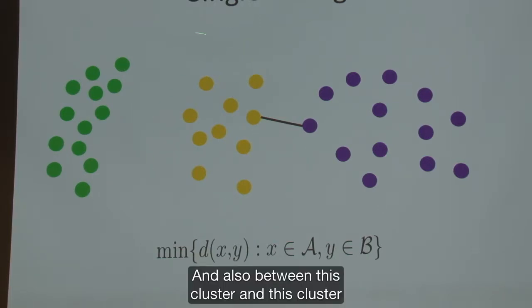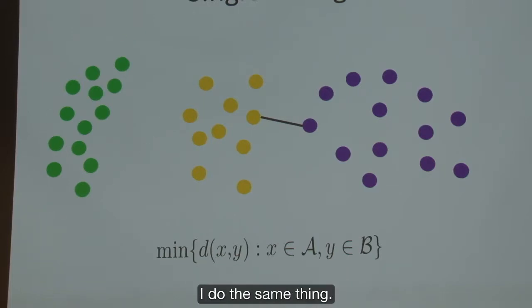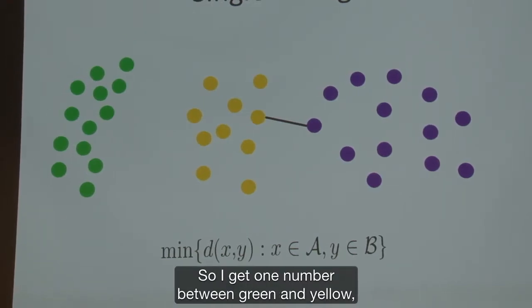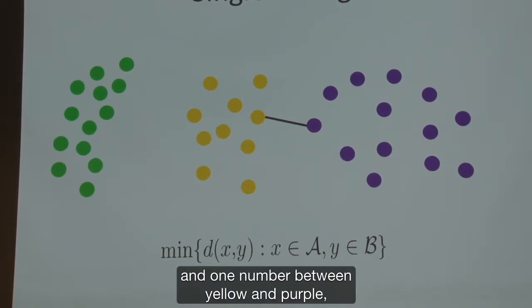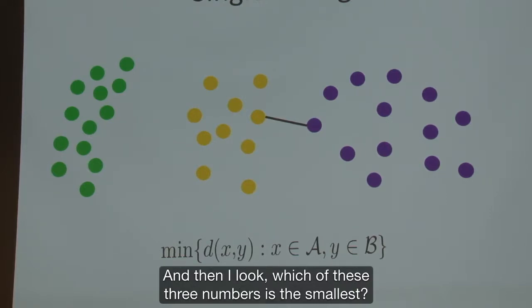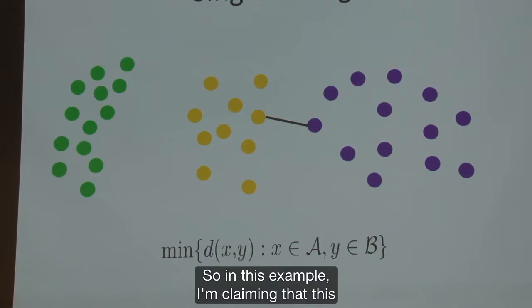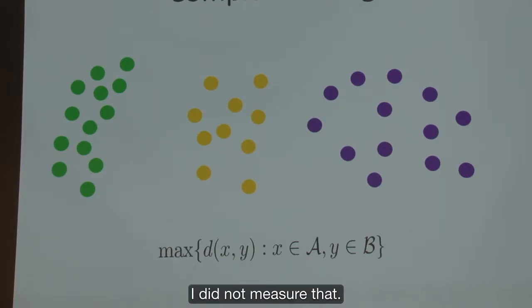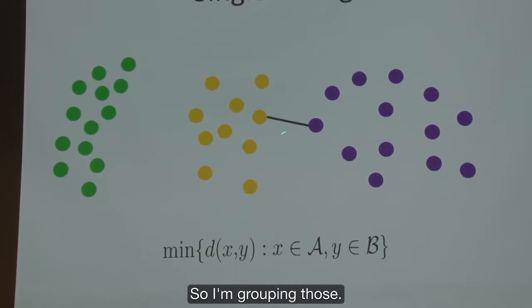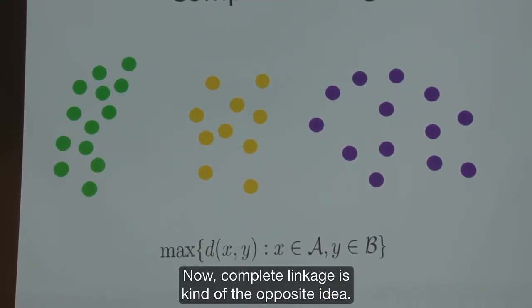And also between this cluster and this cluster, I do the same thing. So I get one number between green and yellow, and one number between yellow and purple, and one number between purple and green. And then I look which of these three numbers is the smallest. And that is the next grouping I do. So in this example, I'm claiming that this is the shortest distance. I did not measure that. So I'm grouping those.